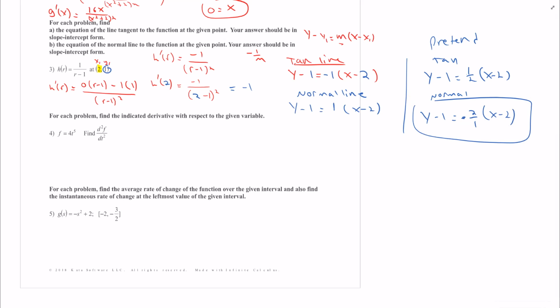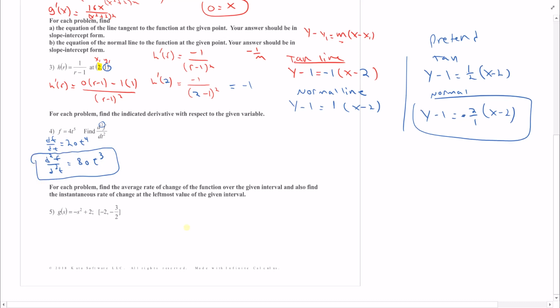Next one is find the indicated derivative with respect to the given variable. So we're taking the derivative of this 2 times, right, that's what it means, taking the second derivative. So the first derivative, df dt, is going to be 20t to the 4th, and the second derivative is going to be 80t to the 3rd, right? Just power rule 2 times in a row. Pretty simple, just notation kind of stuff.